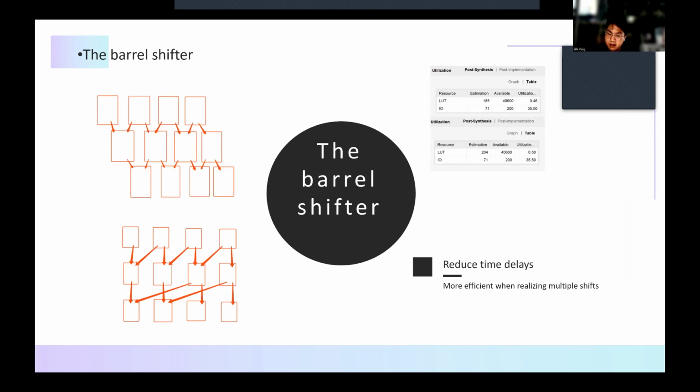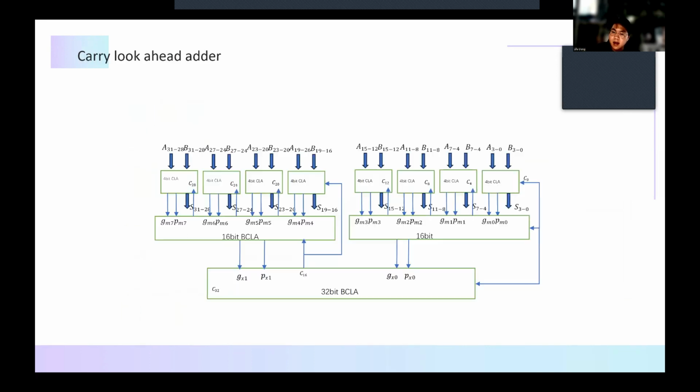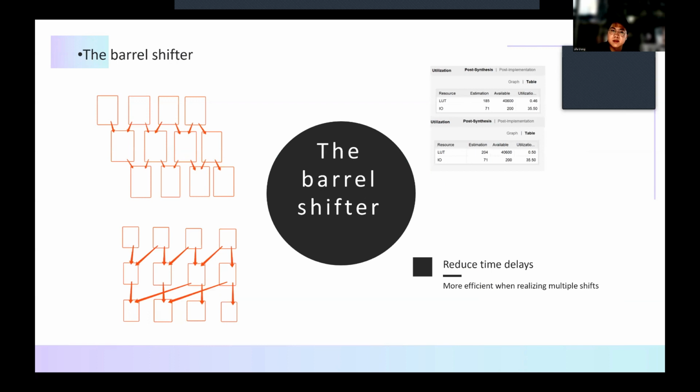And the carry look-ahead adder works without waiting for the carry signal of the previous bit. This reduces the propagation delay of the carry signal between the full adders and increases the speed of the adder.